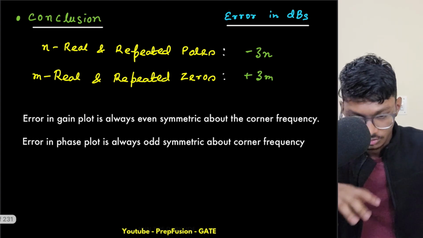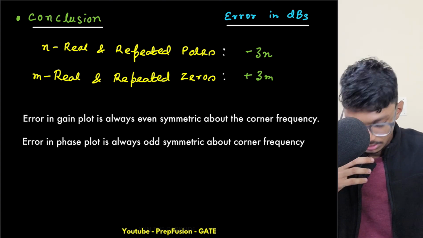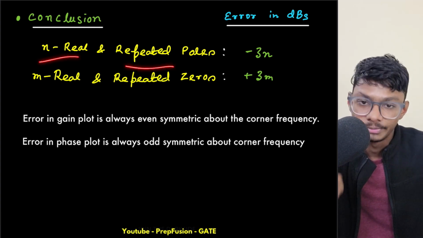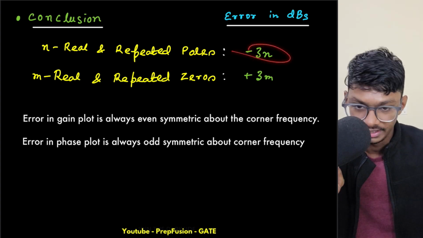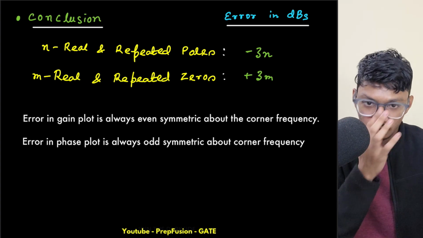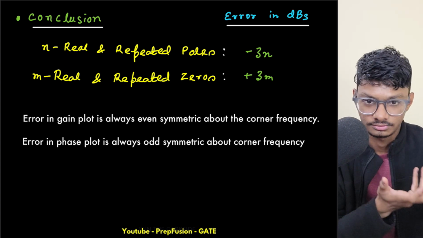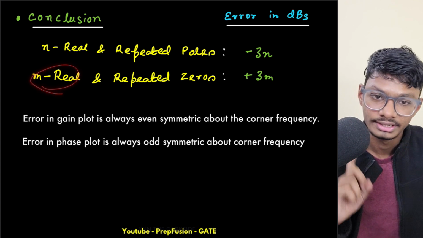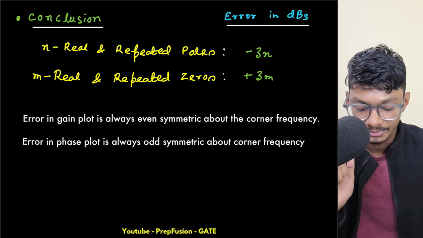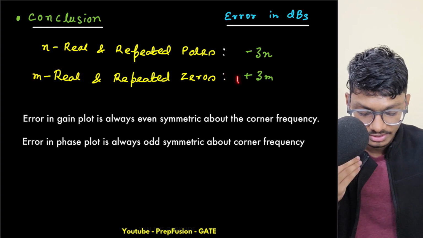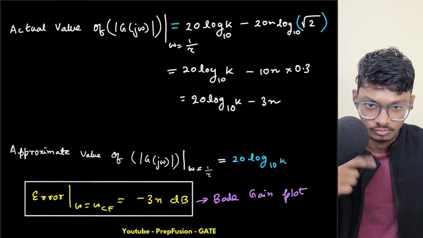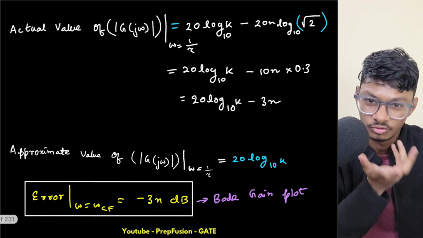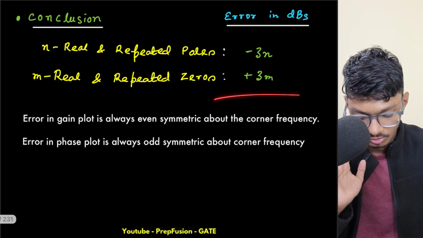This is like the short notes I've given you, just the definition: if you have n real and repeated poles, then my error in dBs will be minus 3n. Obviously in phase it is 0, that's why we don't write it, it's not relevant to us. If you have m real and repeated zeros, then the error in dBs will be plus 3m. Here we have got this answer, minus 3n for poles. Obviously for zeros it will be inverse, you prove it for yourself, I don't want to waste much time. It will be plus 3m.